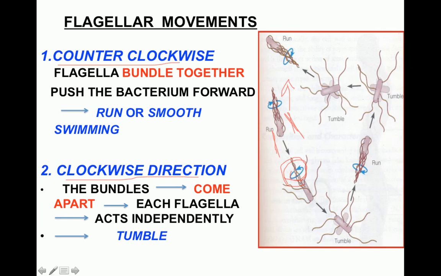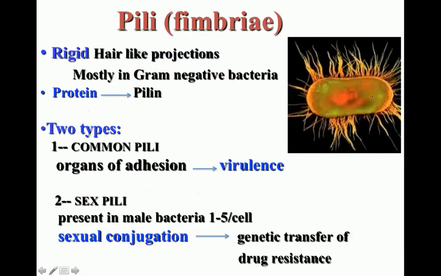The next is clockwise direction. When it starts moving in the clockwise manner, then all the flagella which are bundled together are going to come apart, as you can see over here, and each flagella is going to propel separately, independently, as a result of which the organism is going to start moving in random directions, and this is known as tumble. So tumble is when all the flagella come apart. Each of these flagella is acting independently, and the organism starts tumbling. So these are the two flagellar movements, which again you are asked about in your exams.